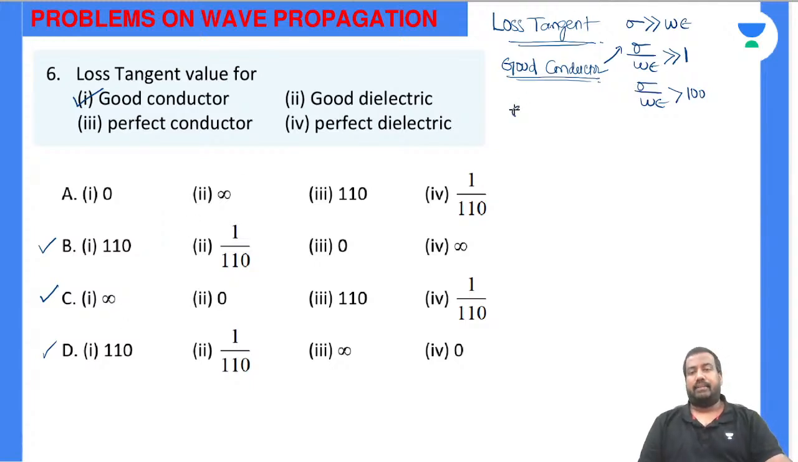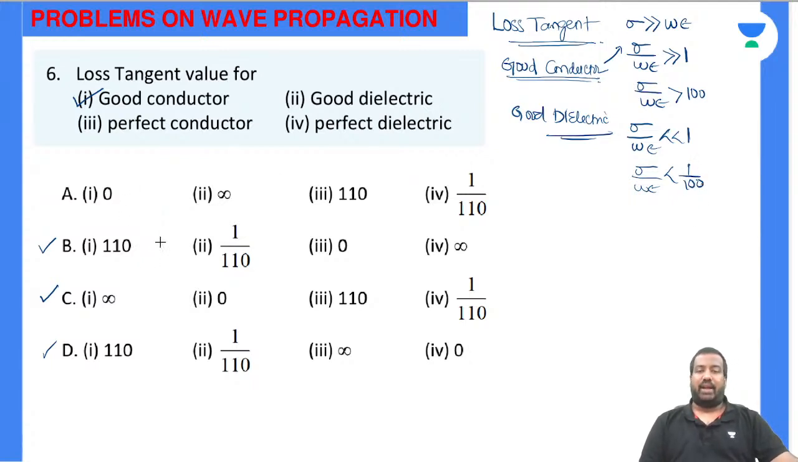Good dielectric. For a good dielectric, sigma by omega epsilon is far less than 1. It is less than 1 by 100. It can be this. Less than 1 by 100. So all the options are still holding good.